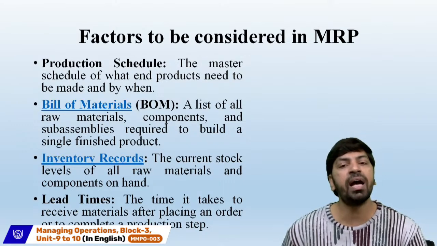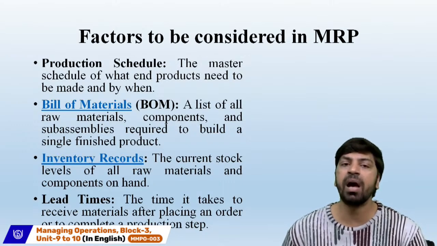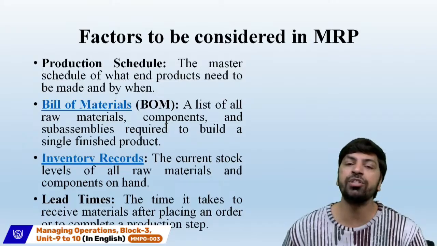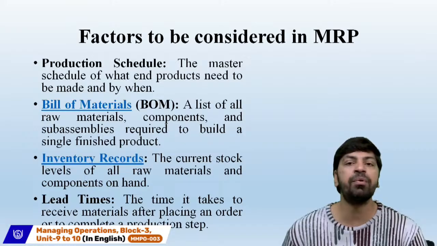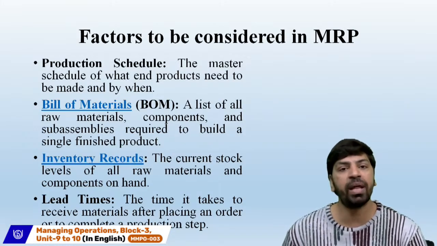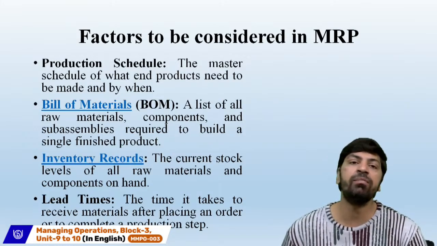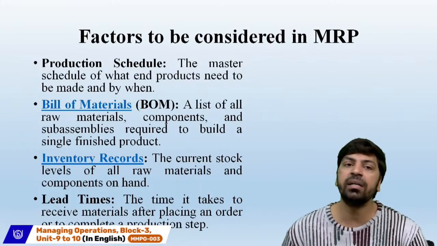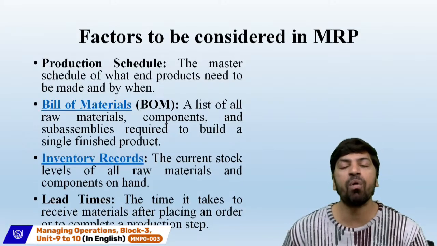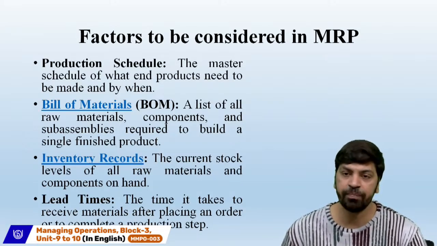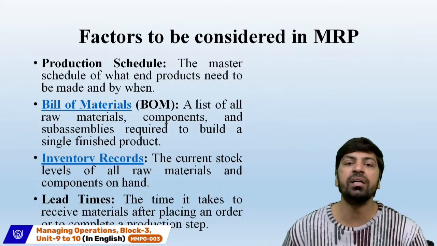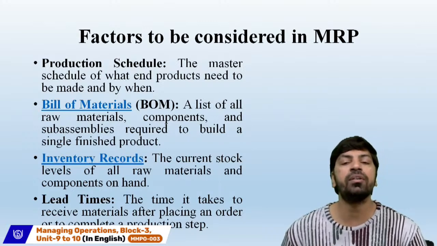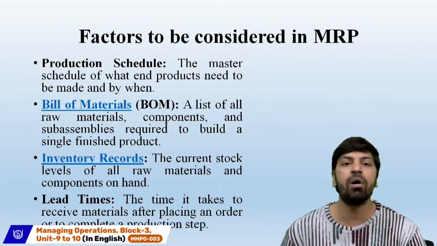Next is, what are the factors to be considered in MRP? The first one is the production schedule, the master plan of what products need to be made and when. Next is bills of material, a list of raw materials, components, and sub-assemblies required to build a final product. Next is inventory records: the current stock levels of all the raw materials and components on hand.